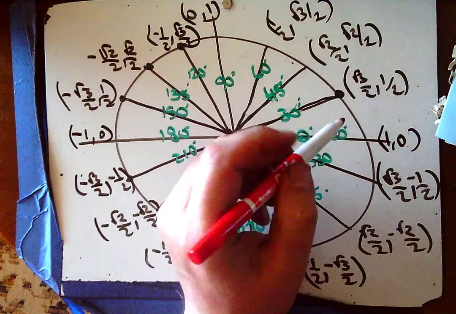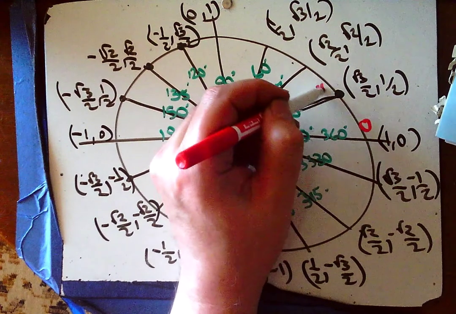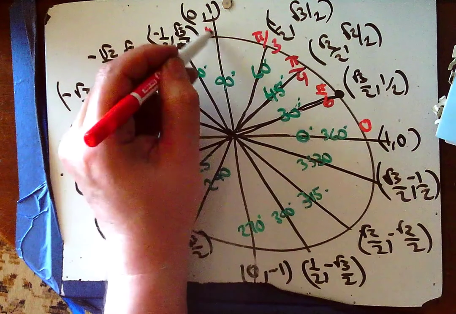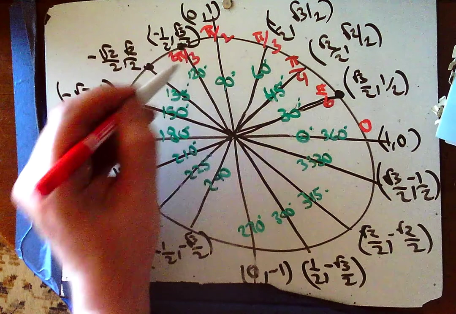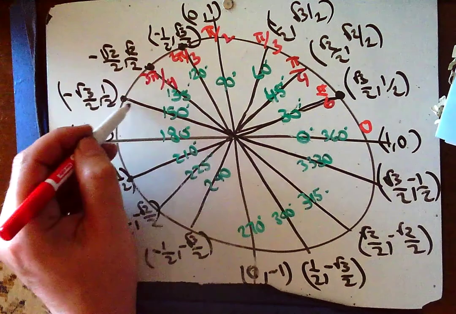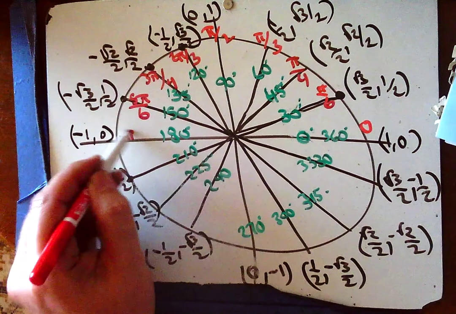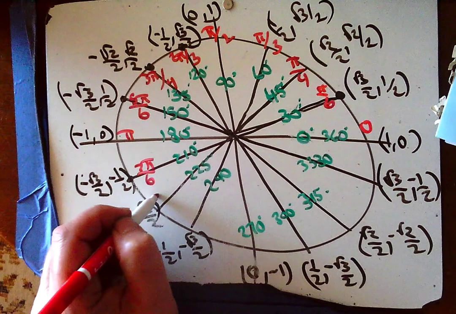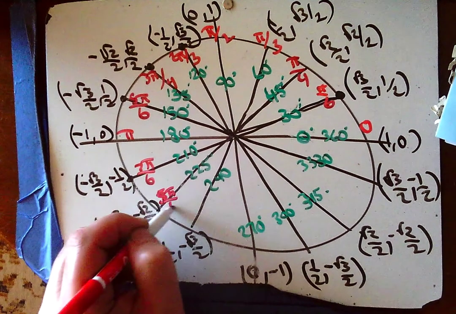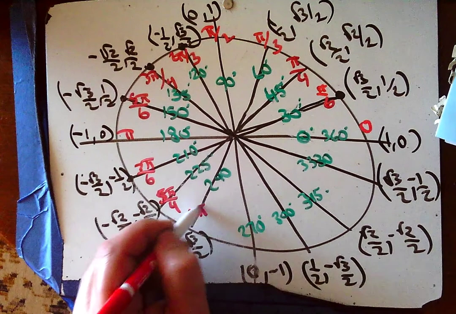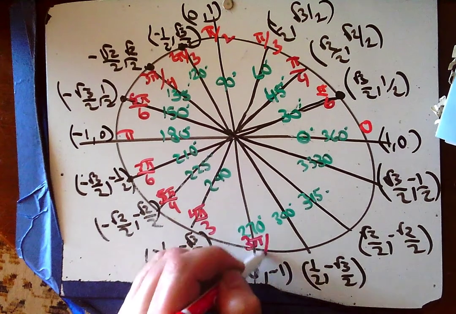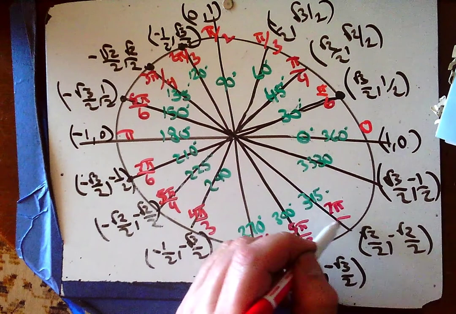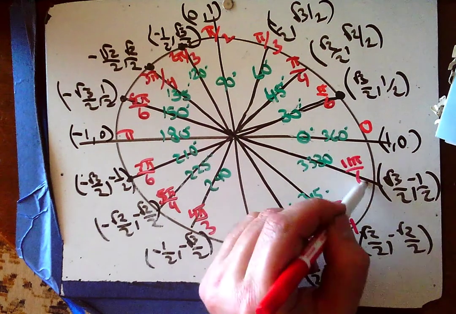I definitely need the radians. This is 0 radians. This one is pi over 6, pi over 4, pi over 3, pi over 2, 2 pi over 3, 3 pi over 4, 5 pi over 6. There's pi radians. This is 7 pi over 6. No, 5 pi over 4 here. 4 pi over 3. This is 3 pi over 2. This is 5 pi over 3. This is 7 pi over 4. And this is 11 pi over 6.